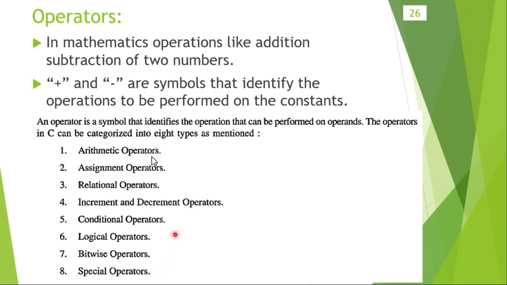So remember, one MCQ is also there: how many operators are available in C? The answer is 8. First is arithmetic operators, second is assignment operators, third is relational operators, fourth is increment and decrement operators, fifth is conditional operators, sixth is logical operators, seventh is bitwise operators, and eighth is special operators. So there are 8 operators in C. Okay.